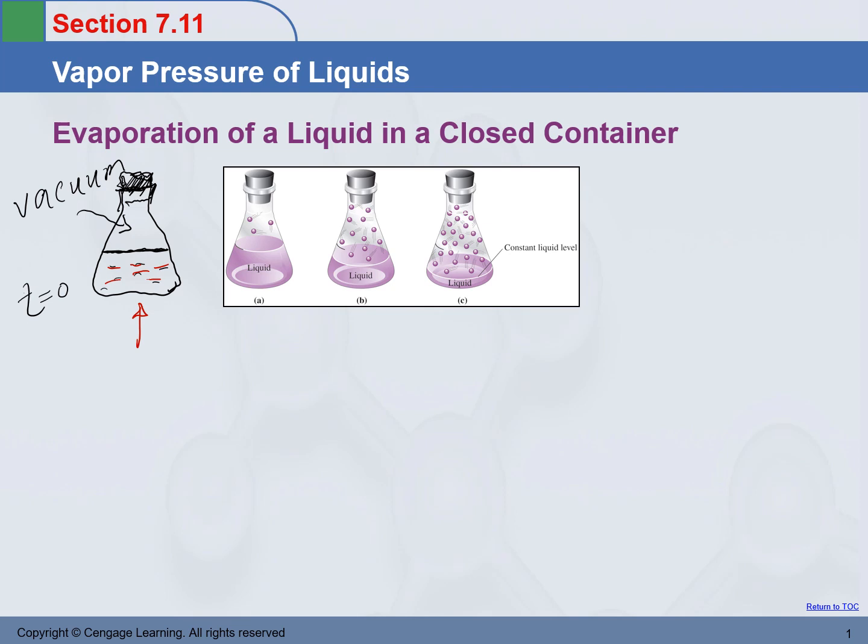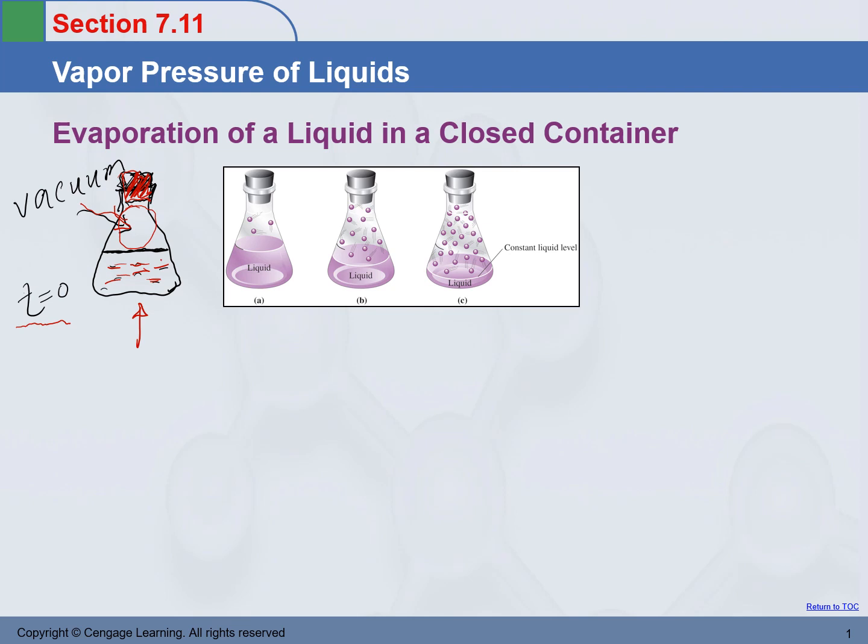What we can do, let's assume we can pump out everything in this area. All the air was pumped out, nothing here. Then we cap the flask, sealed. Then that time is recorded as time 0. At time 0, there is liquid water in the flask. Above the liquid, it is a vacuum. There's nothing. Make sense to you?